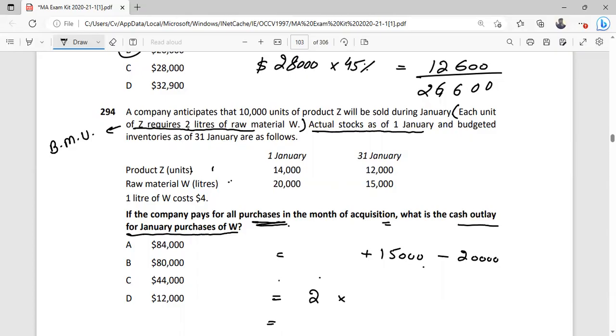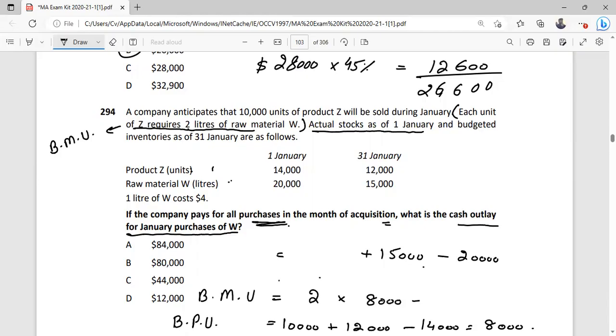Now units are not provided in the question. So to calculate budgeted production units, we will follow the formula: sales 10,000 plus closing stock of 12,000 minus opening stock of 14,000. So we have budgeted production units of 8,000. Now we can calculate budgeted material usage: 2 into 8,000, it is 16,000.